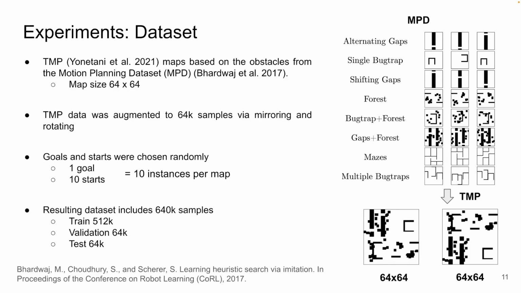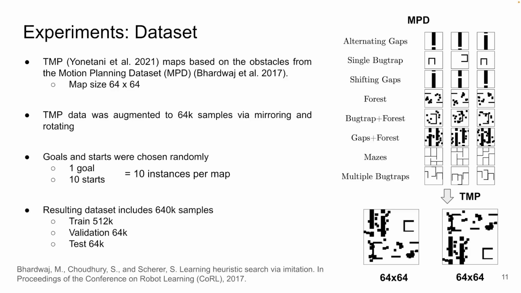The network is quite small and includes only 1 million parameters. We train each model using direct supervision with mean squared error as a training signal. We have adapted the tiled motion planning dataset that was used in previous work for empirical evaluation. This dataset is a modification of the motion planning dataset, which consists of maps with various challenging topologies such as backtraps, gaps, etc. Each map in the TMP is composed of 4 such maps.